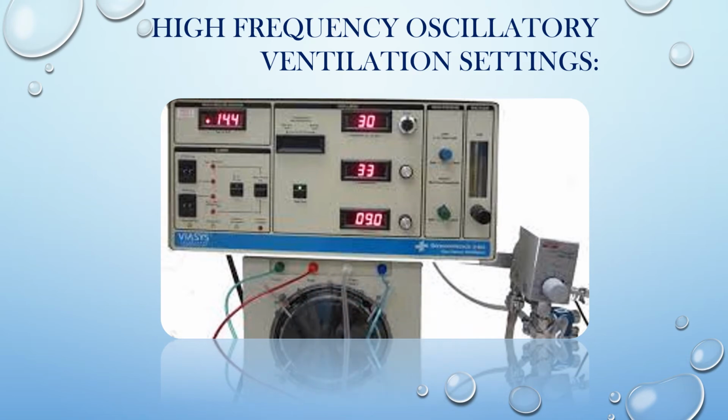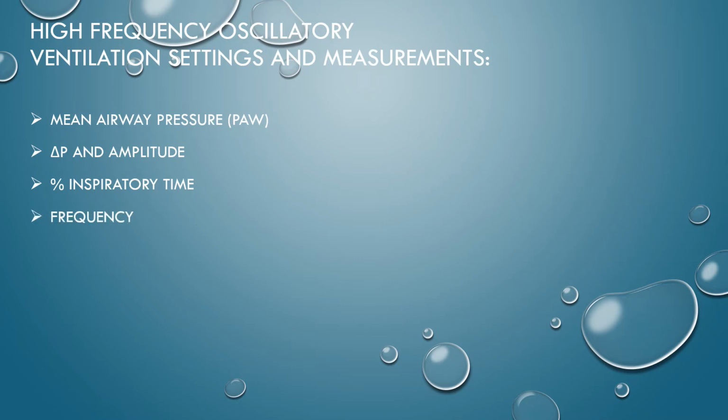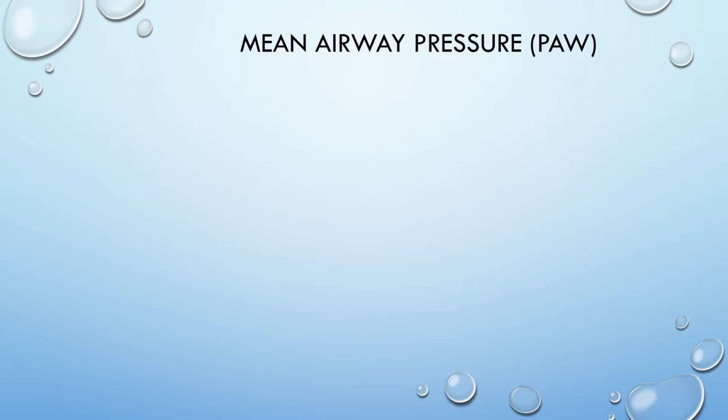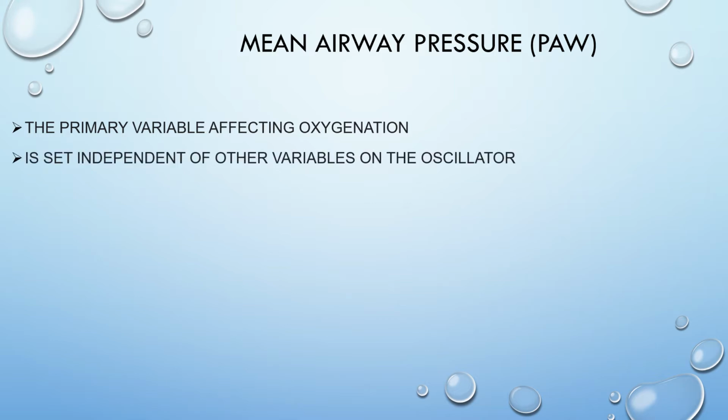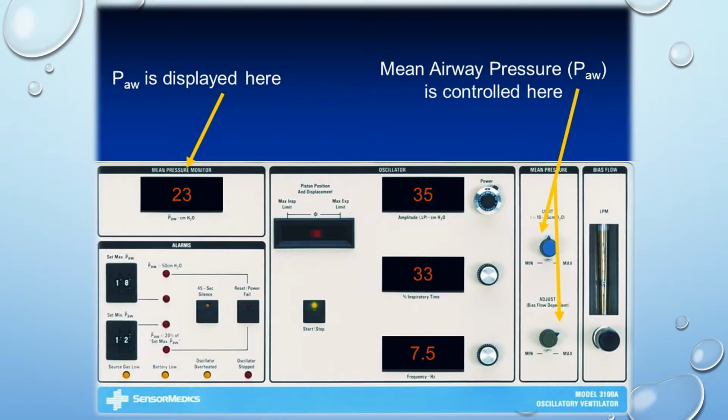It is important for the clinician to know which settings affect oxygenation and which settings affect ventilation. High-frequency settings and measurements: mean airway pressure, delta P and amplitude, percent inspiratory time, frequency, bias flow, mean pressure adjust. Mean airway pressure, the primary variable affecting oxygenation, is set independent of other variables on the oscillator and can be viewed in a manner similar to the PEEP level in conventional ventilation. Here we see the mean airway pressure represented in the upper left-hand corner. Mean airway pressure is adjusted and controlled by the 2 knobs highlighted on the right side of the screen.